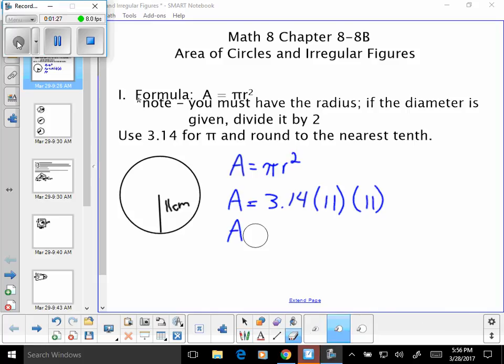And since we will be rounding off, we will use approximations. And when you put that through a calculator, you should get 379.9. They do give me the unit of measure here. We're back to area, so that means I have to use square units.